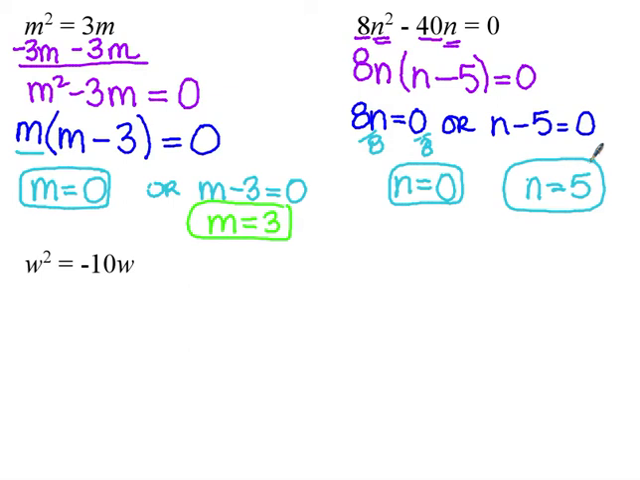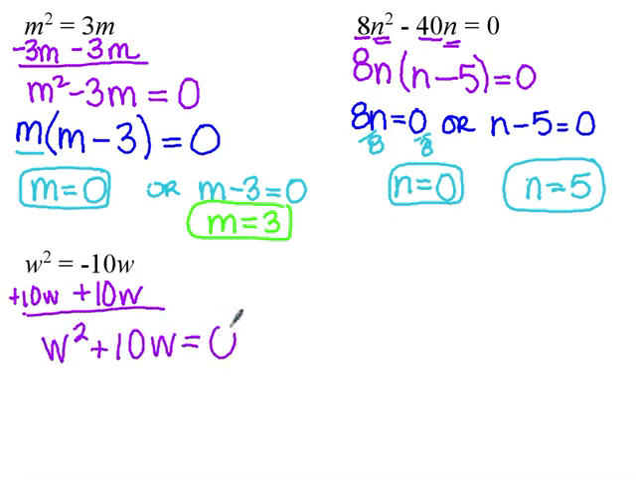So what do I do first? Add 10. Add 10w to both sides. So I end up getting w squared plus 10w equals what? 0. Now I need to look at what's in common with the w squared and the 10w. So what's in common with those two? A w. So if I take w from w squared, it leaves me with w. If I take w from 10w, it leaves me with 10.